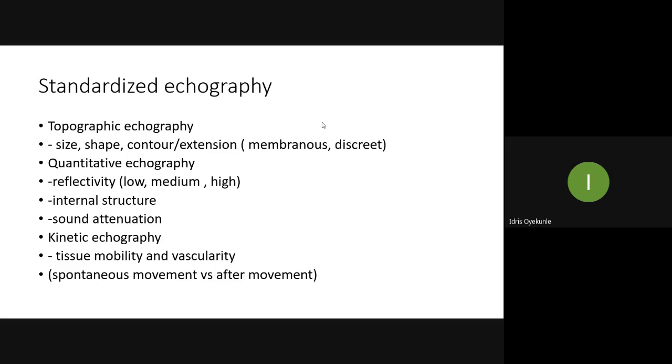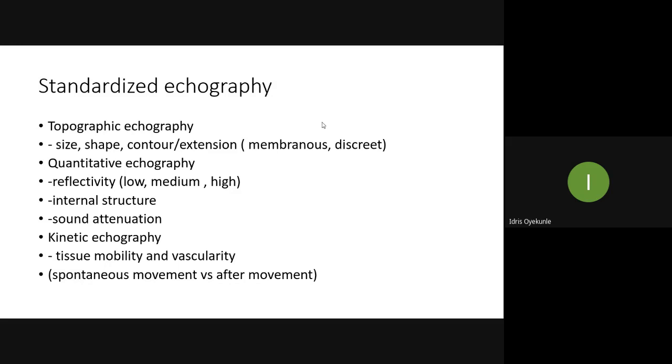is it dome-shaped, is it round, and then also you're looking at the contour as well as the extensions. Does it look membranous? Is it discrete? Is it like a line? So those are the topography features that you're looking at.